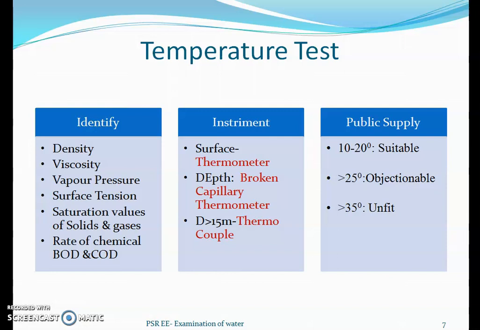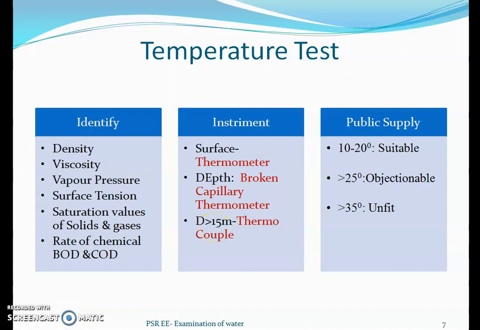And then what instruments have to be used to test? If the water is stagnant, on the surface, a normal thermometer is enough. If you want to measure at depths below 15 meters, then the instrument used is called a broken capillary thermometer. If the depth is greater than 15 meters, then we use a thermocouple. A thermocouple is used for depths greater than 15 meters.